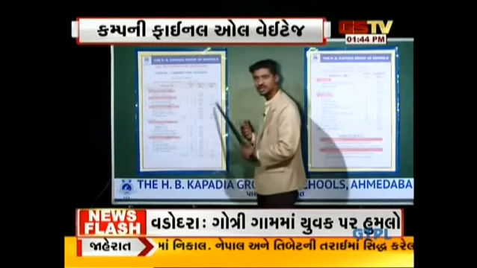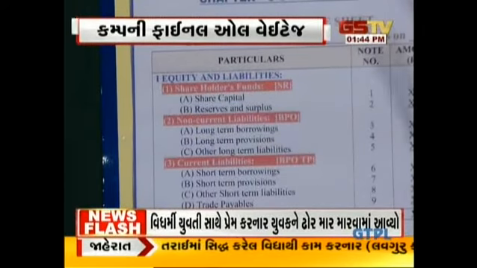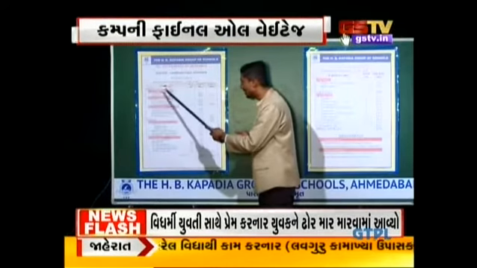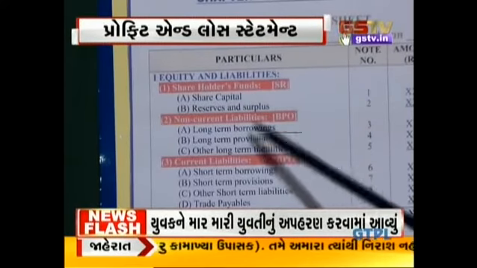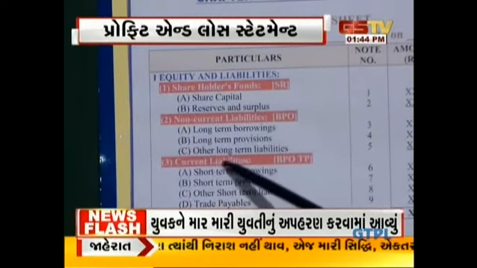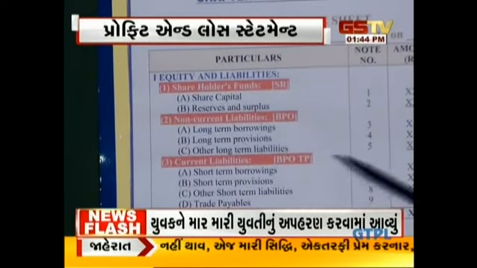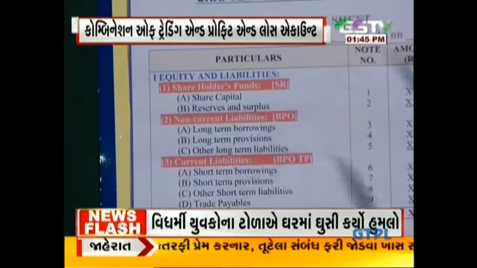After preparing the balance sheet, you have to write the main heading, equity and liabilities. Now in equity and liabilities you have to write 3 subheads. Number 1, shareholders fund, non-current liabilities, current liabilities. You do not require to write the items which are given under the red highlighted heads.